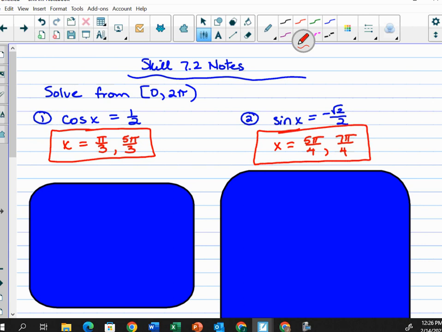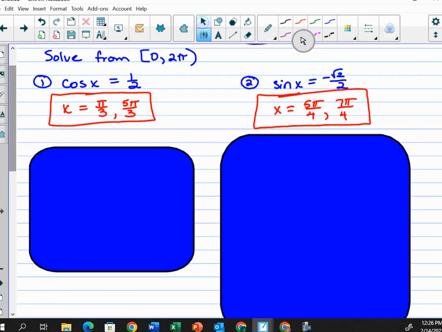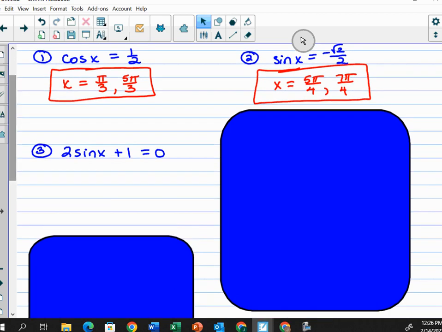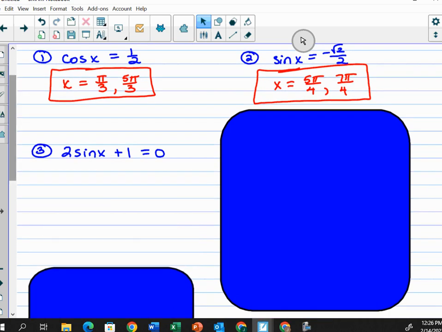Questions so far? Okay. All right, jot down number 3. It's really not that much harder, guys. I promise. If you know how to solve a basic equation, you know how to solve it. Back row, you guys got it? Okay.